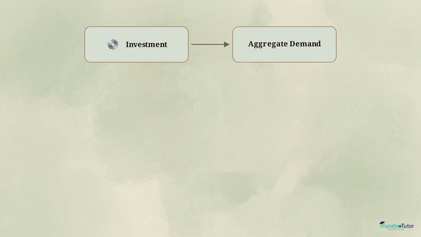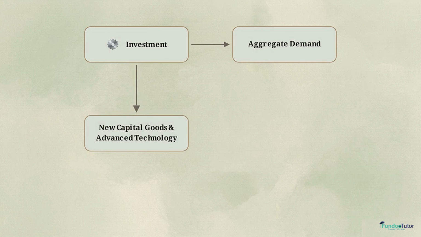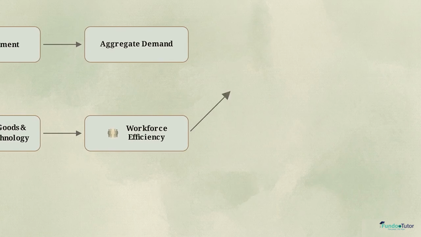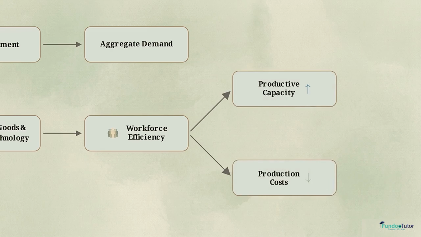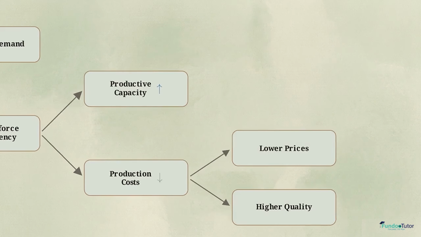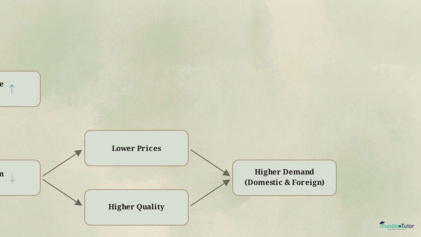A rise in investment initially increases total aggregate demand. Firms spend this money on new capital goods, bringing advanced technology into the economy. With better technology in place, the workforce becomes more efficient. This raises the economy's overall productive capacity, which naturally causes the costs of production to drop. Lower costs mean lower prices and higher quality.